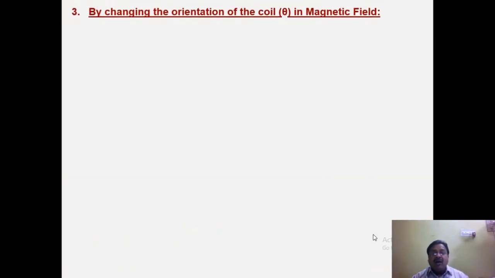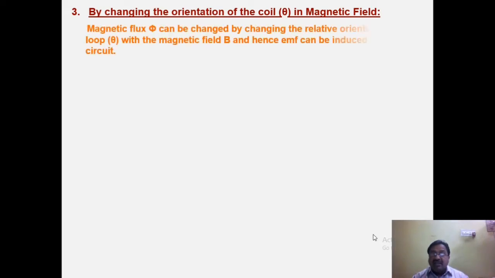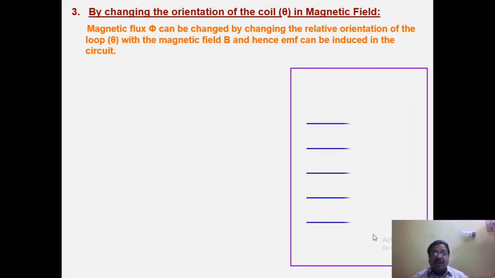Okay. Now let us see how one can change magnetic flux or induce EMF by changing the orientation of the coil, theta, in the magnetic field. This theta is the angle between the direction of the magnetic field and the area vector. So if theta is changed, it means the relative orientation of the loop with the field B is changed. Hence, EMF can be induced in the circuit without any doubt.